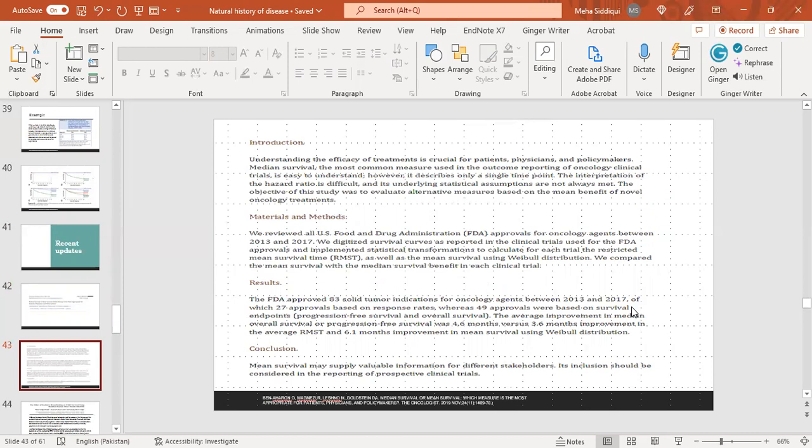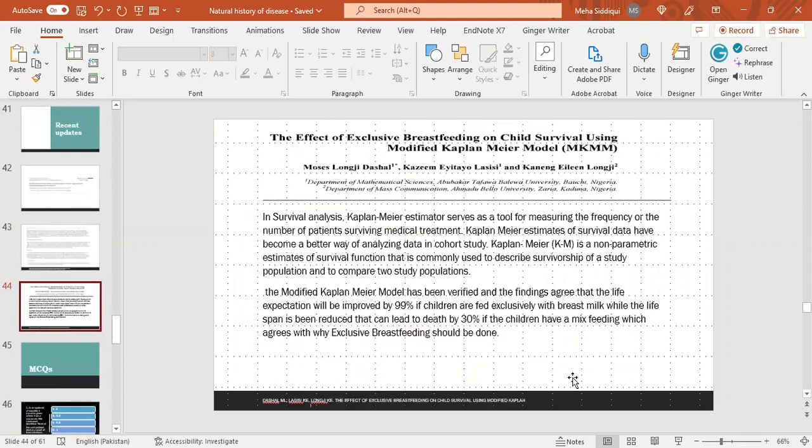So the objective of this study was to relate alternative measures based on the mean benefit of novel oncology treatments. It concludes that the mean survival may supply valuable information for different stakeholders, so its inclusion should be considered in reporting of prospective clinical trials.